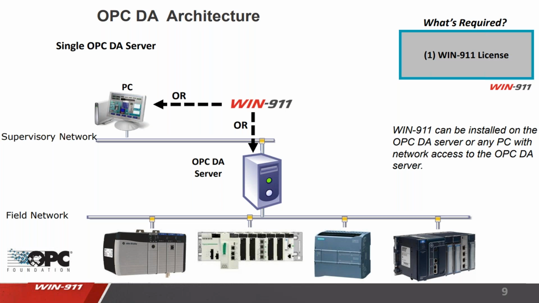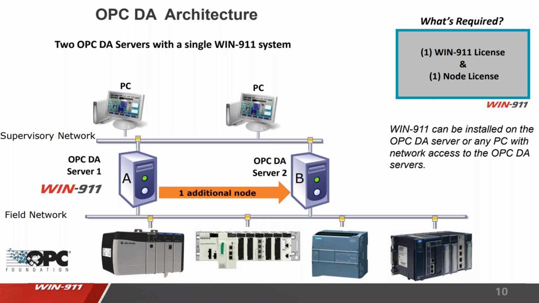Ideally, I'll let you know just from a troubleshooting standpoint and my experience with OPC, it's always much easier if you can just install WIN-911 directly on the OPC-DA server. When it's installed remotely, that's when you get into some ugly issues with Windows DCOM and permissions and accessing things remotely. It can get much more complicated, but you'd only need one license, ideally right there on the OPC server, or it can be done on a remote machine.